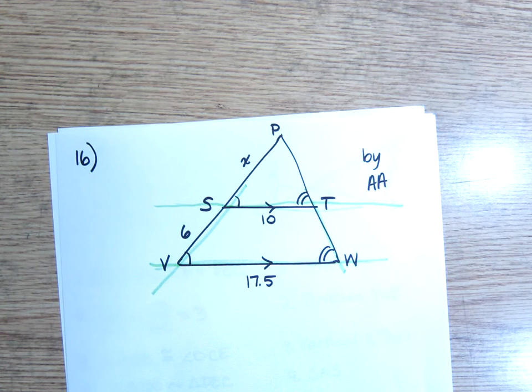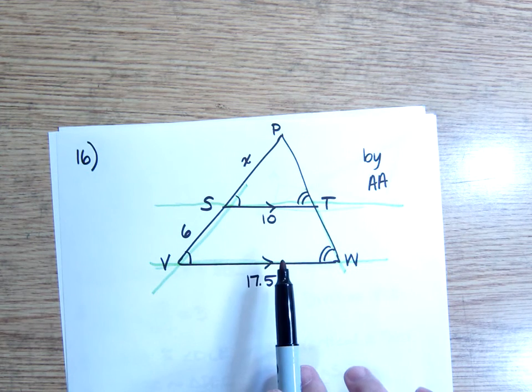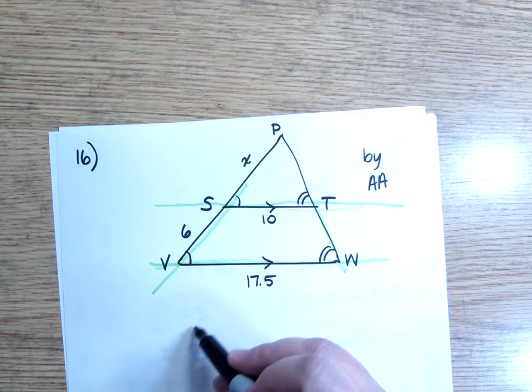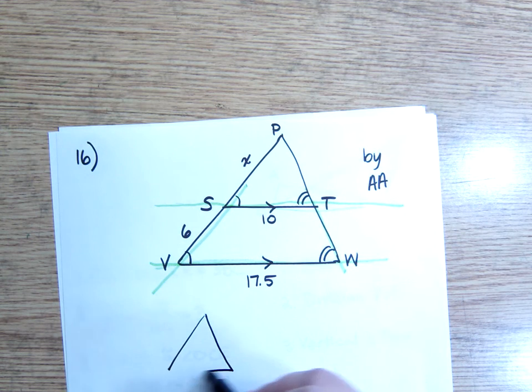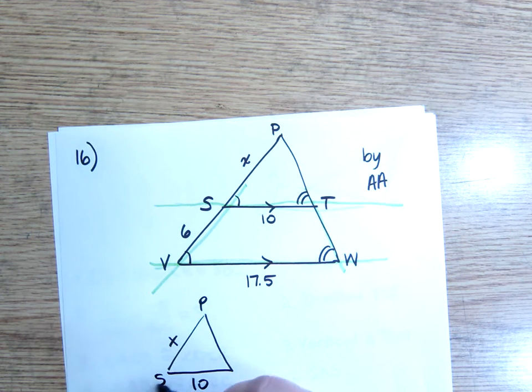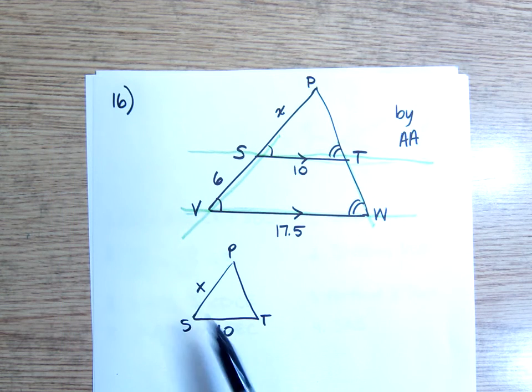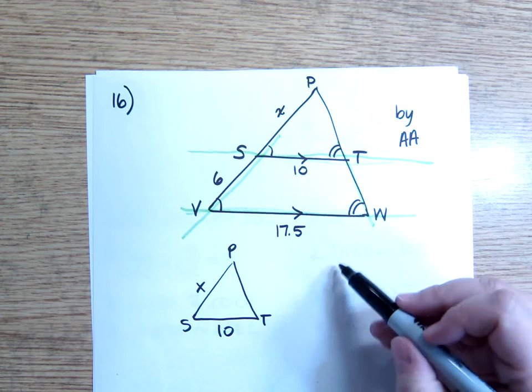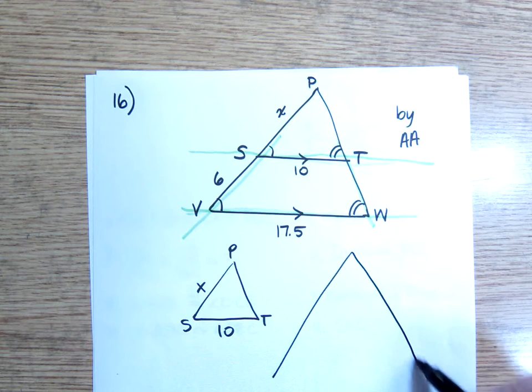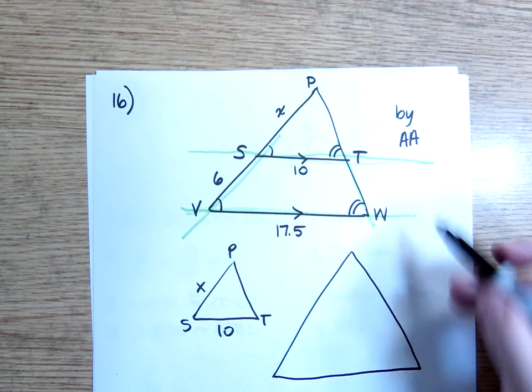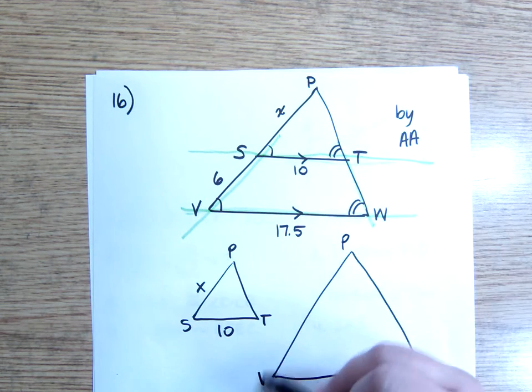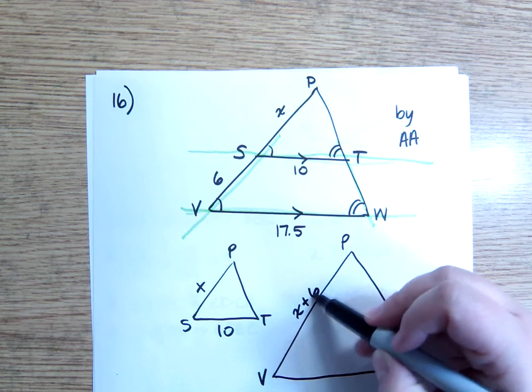Then the next thing it asked me to do is to find this missing length. It's really, really important that when you have one triangle inside another like this, when you compare them, you either take them apart physically or just be very careful to realize that for triangle PST, you're dealing with whole sides of that triangle. X is a whole side PS and 10 is a whole side ST. But the 6 is not a whole side of the big triangle. The whole side from P to V would actually be X plus 6.